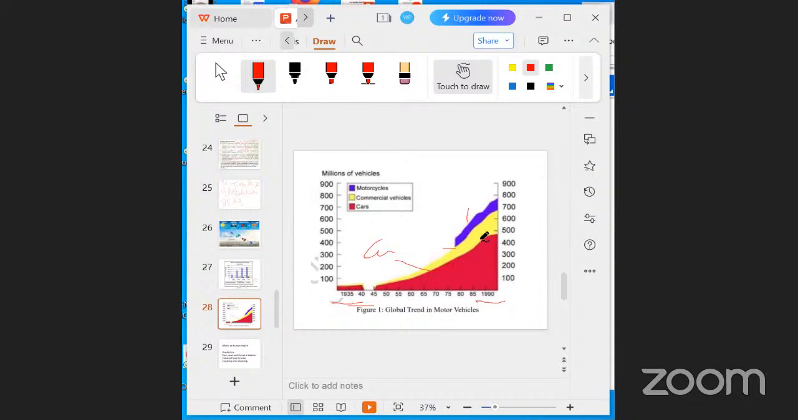Motor vehicles are shown from 1975 to 1990, but cars are from 1935 to 1990, increasing from about 100 up to a maximum of 500, that is 400 million plus.